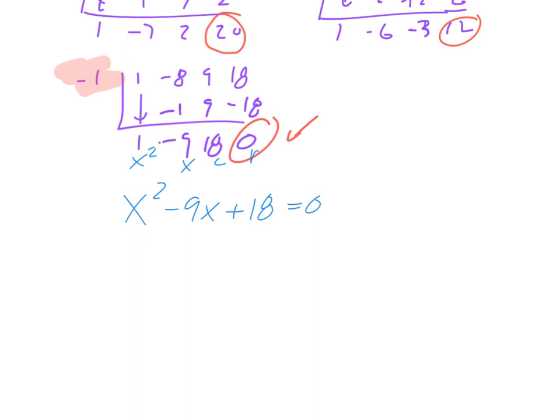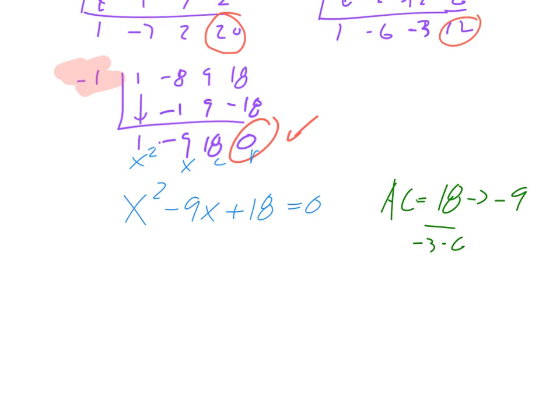We're going to do the AC method. So my A times my C is 18. I need 18 to add to negative 9. So what are my factors of 18 to add to negative 9? That'd be negative 3 and negative 6.